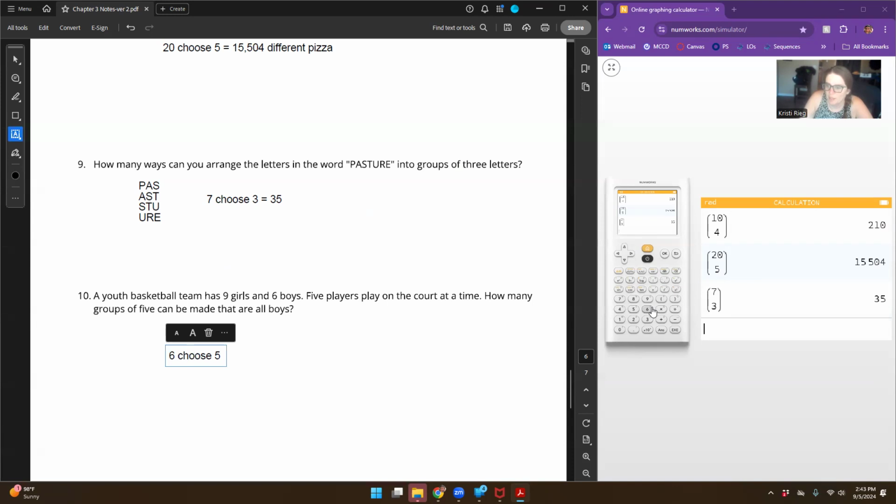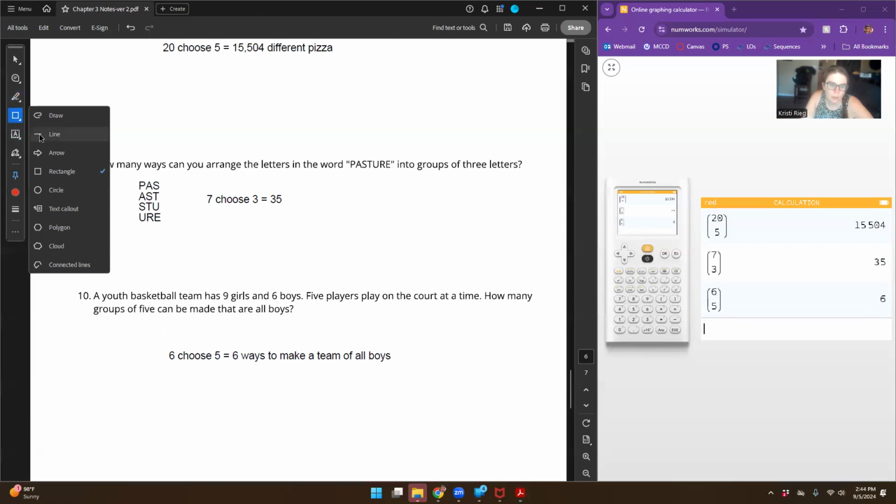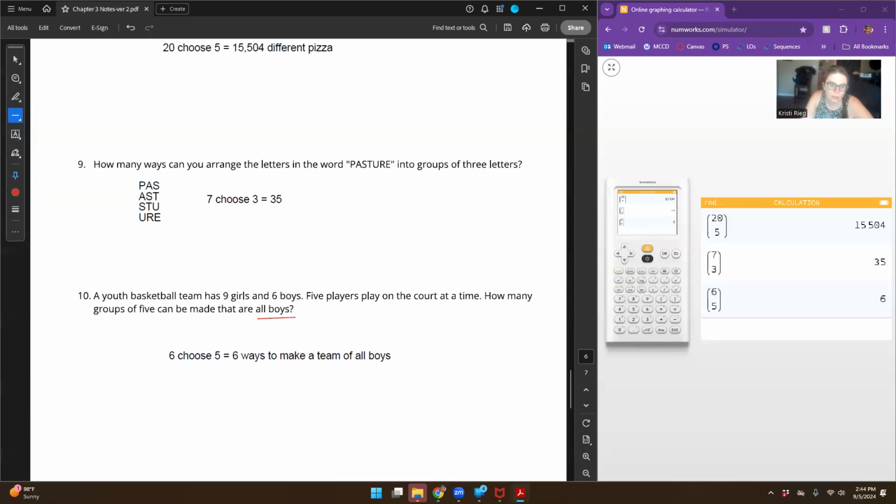And so we have toolbox, 6 choose 5, and there are 6 different ways that you can make a team that's all boys from this scenario. And again, this is 6 ways to make a team of all boys. We're not saying there's 6 boys, that's not the answer. The answer is there's 6 different ways to make a team that's all boys. We did not include the girls in the problem because it specifically said that we wanted it to be all boys. So we just only focused on the boys in this problem.